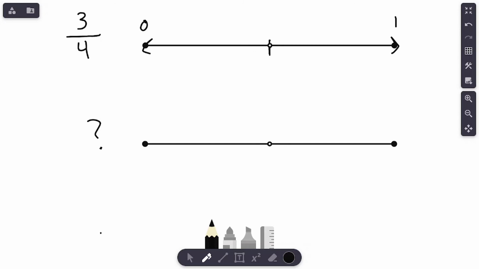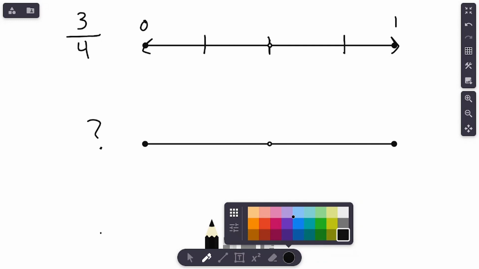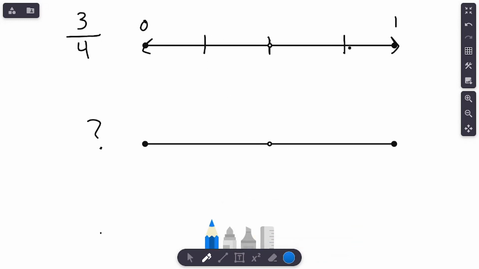Here's my halfway point. So let me break this up a little bit more. There we go. We've got 4 sections, and how many of them do we have in our numerator? We've got 3. Okay, so we've got 3. So we've got to all the way over here. Here is 3/4.